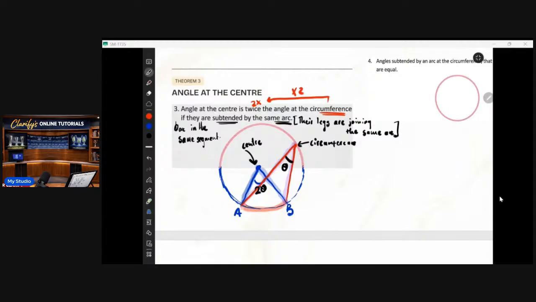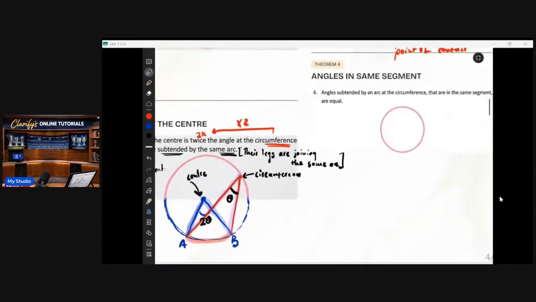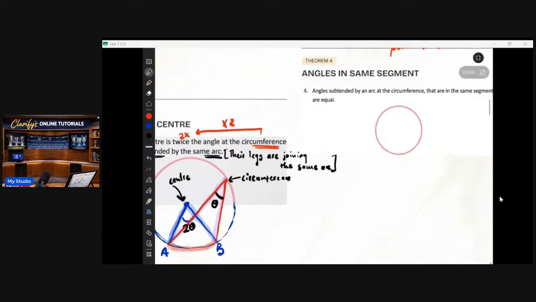And are in the same segment. Don't let me down. Let's keep going, students. You're doing fantastic. Now let's do theorem number 4.